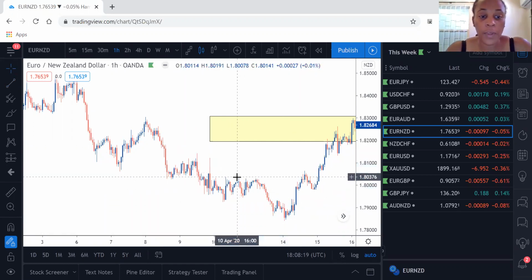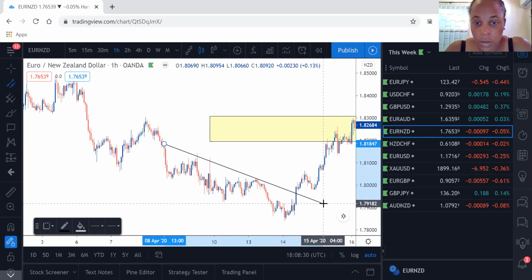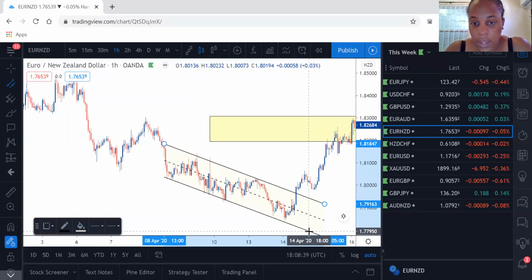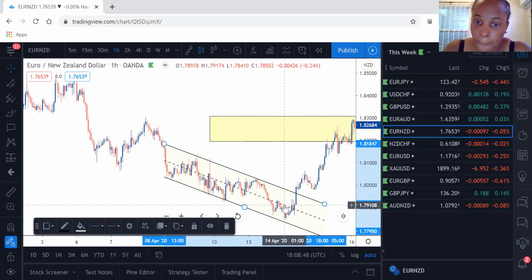Okay, so from here, I'm going to take my parallel channel tool. I'm going to start from here, bring it over here, my second click, and then my third click here. Now to validate as well whether or not it is a descending channel, like I say, you must see rejection in the middle. All right, we can see some nice rejection here in the middle.